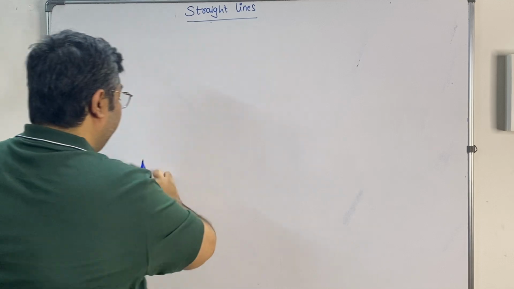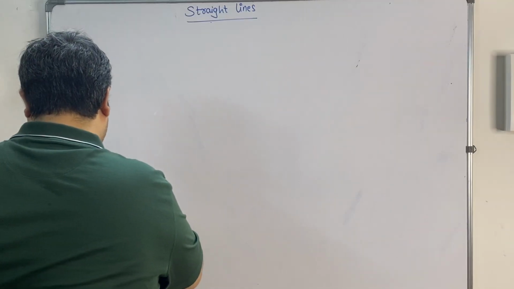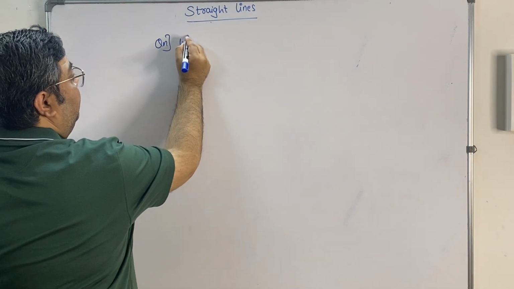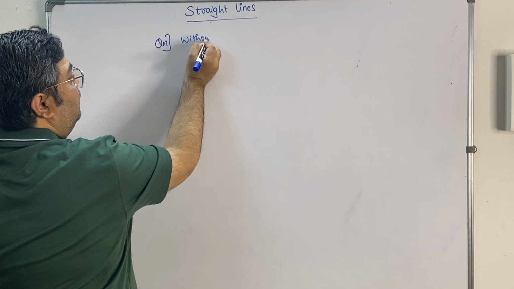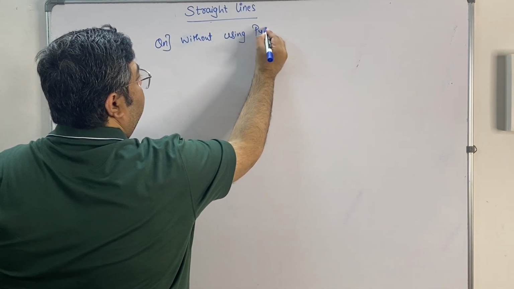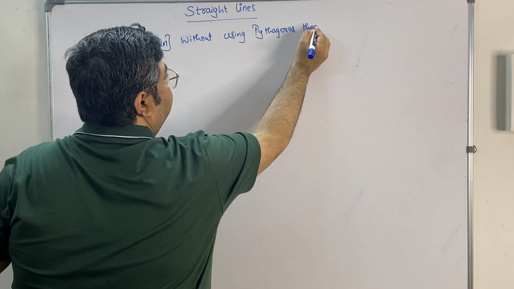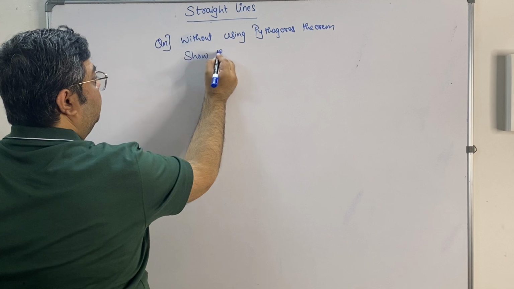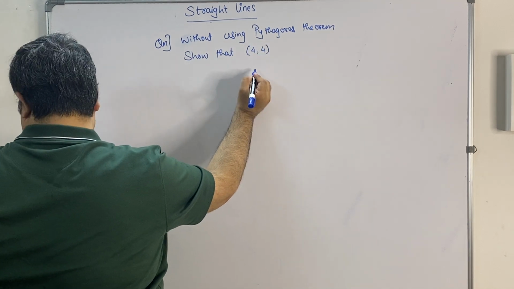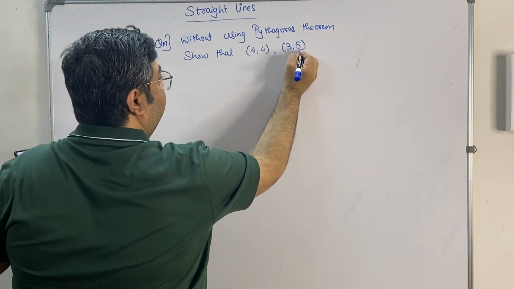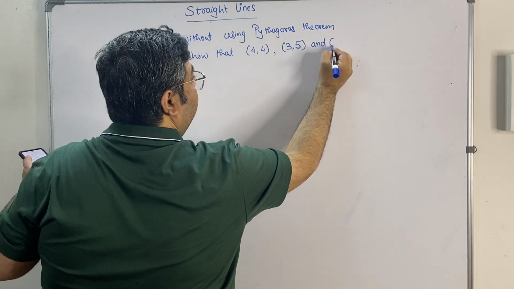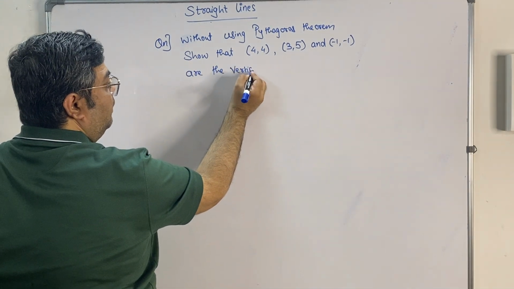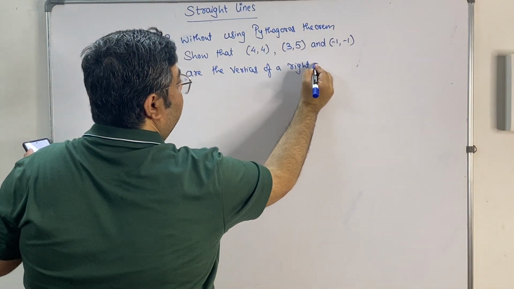We'll move to some problems from NCERT. Exercise 9.1. Now this question says, without using Pythagoras theorem, show that (4, 4), (3, 5) and (-1, -1) are the vertices of a right angled triangle.